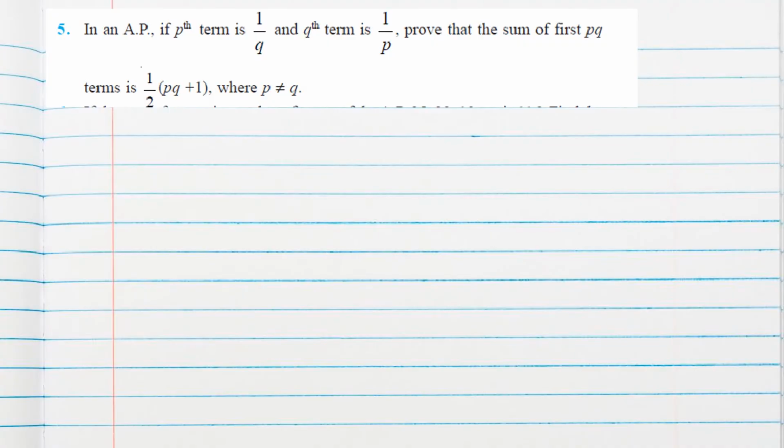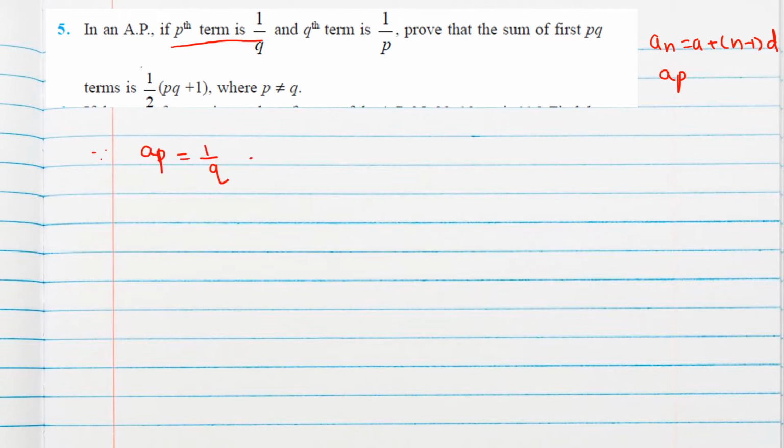Question 5: in an AP, the Pth term is AP. We know for the nth term we have the formula an equals a plus (n minus 1)d. So for the pth term, everywhere in place of n we should write p. From the given information, the Pth term is 1 by Q.